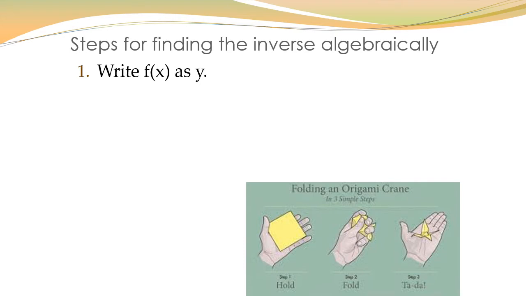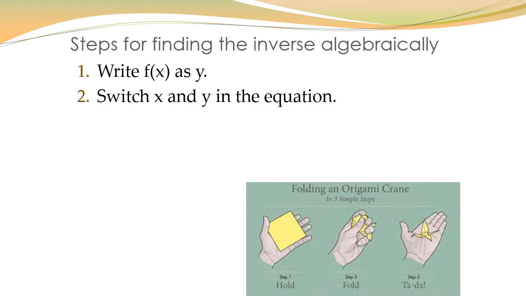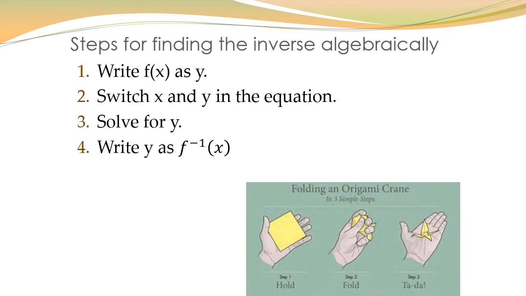Here are your steps, and you're going to want to write these down and highlight them or draw a bubble around them. First thing, write f of x as y, and that's kind of an optional step once we get good practice with it. Switch x and y in the equation, solve for y, write y as f inverse of x. So even though there's only 4 steps, some of them do take some time, so just trying to simplify the process a little bit.